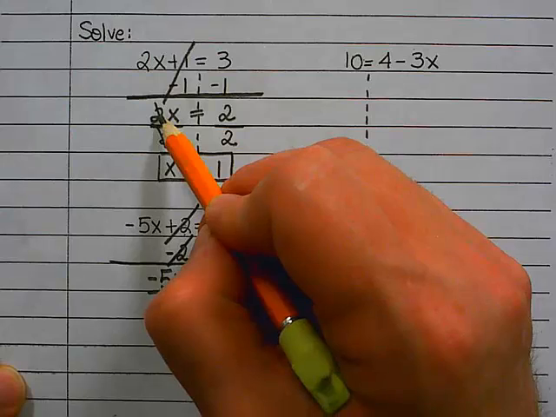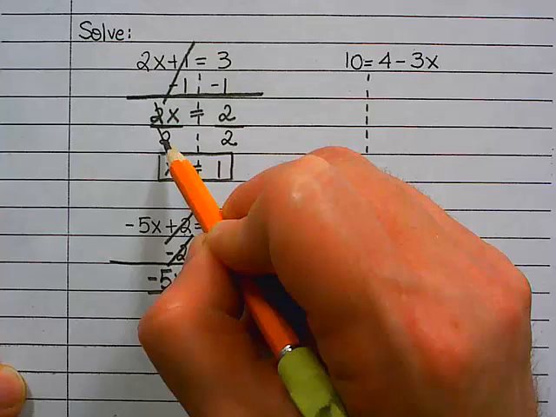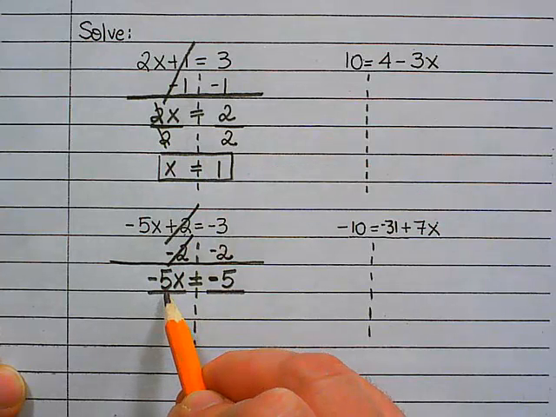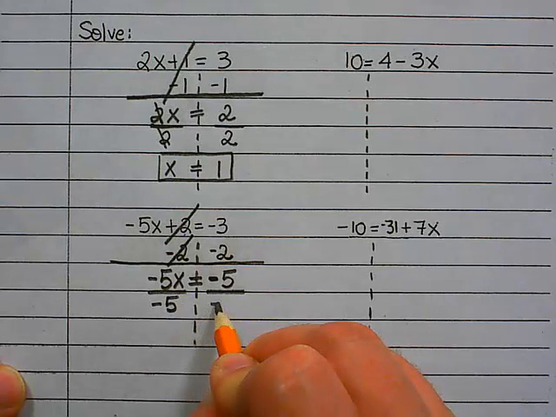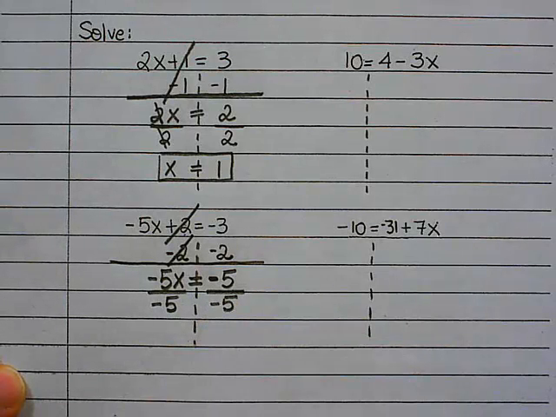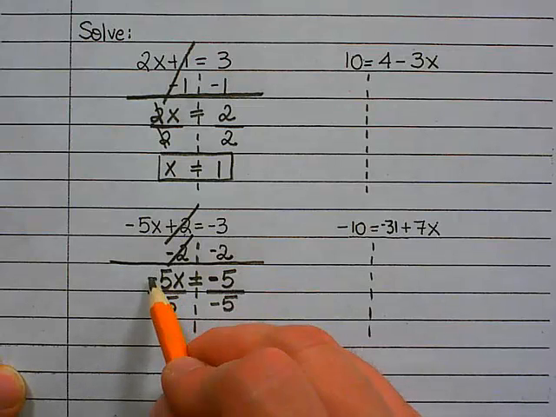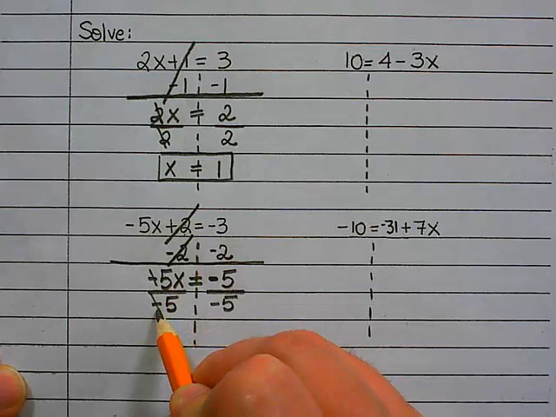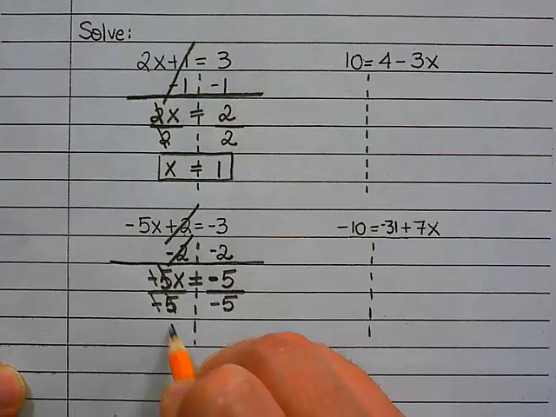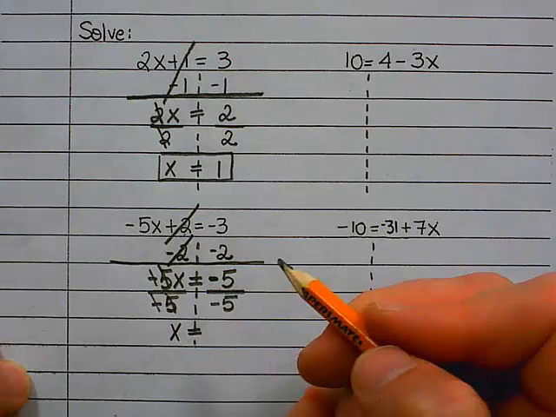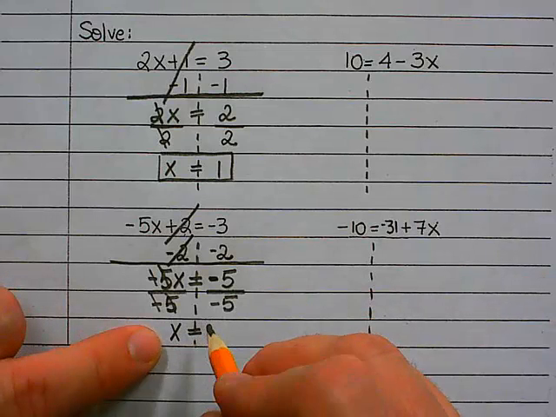Notice on the previous problem, we had 2x, we wrote 2x. We saw a 2, we write a 2. Okay? So on this problem, we see a negative 5. What are we going to divide both sides by? Negative 5. We make sure to divide by negative 5 because we want the negative to cancel, the 5 to cancel, and we get the letter alone. That's what we want to do.